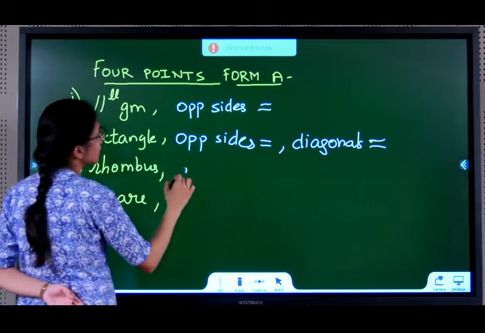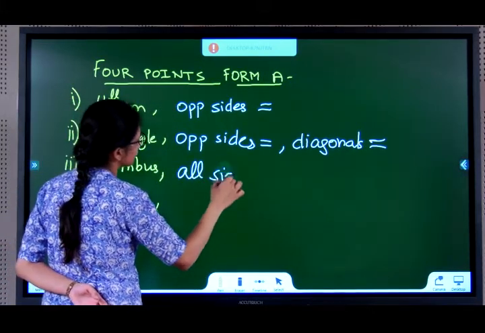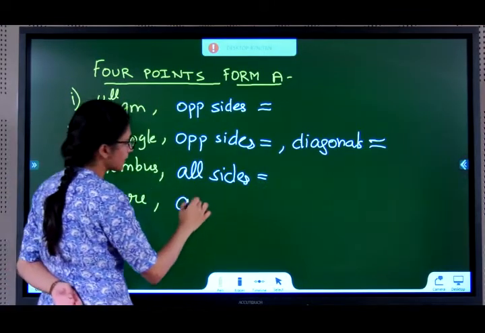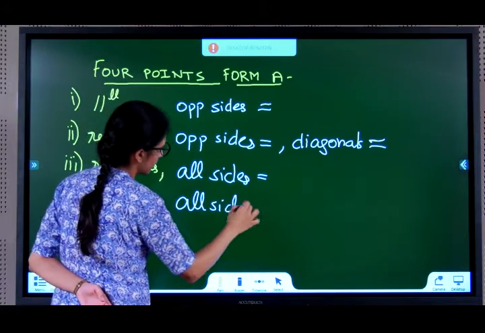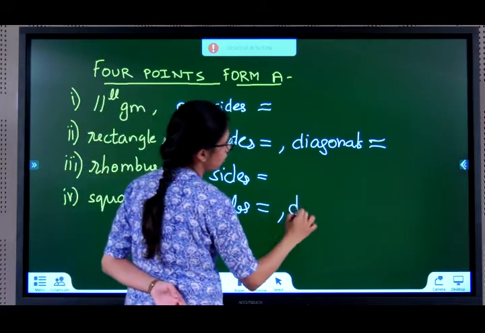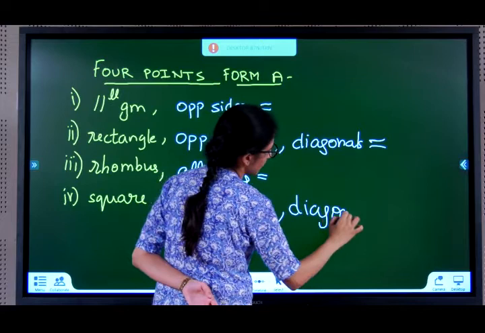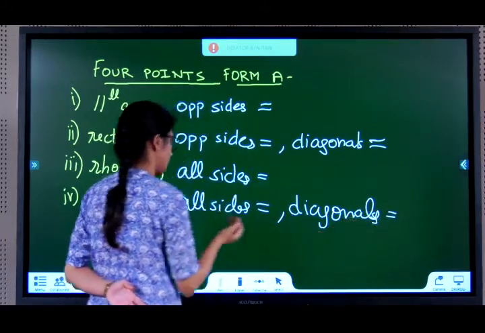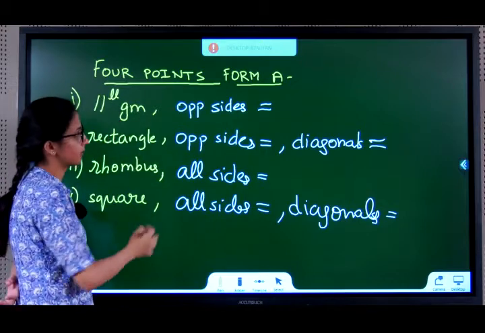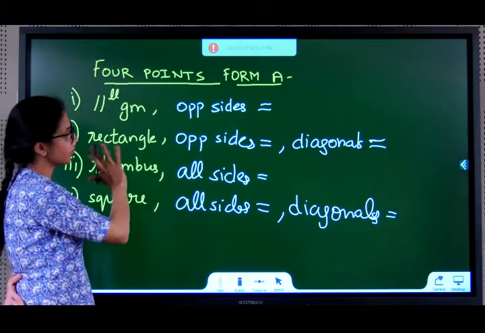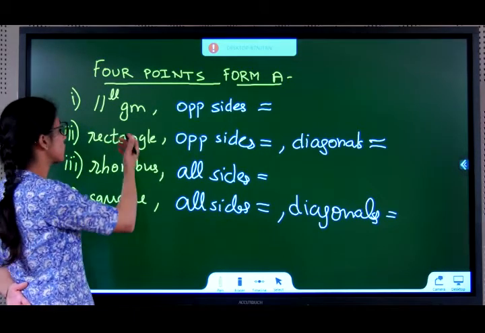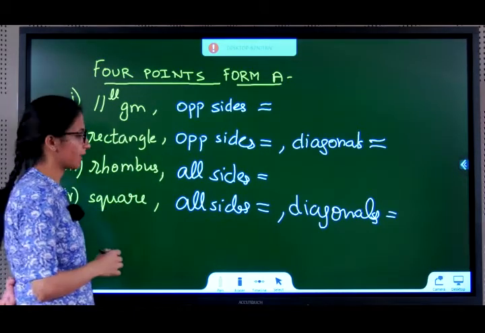Rhombus, all sides are equal. Square, all sides are equal and also diagonals are equal. So when you are checking whether it's a square, what should you check? You have to check if all sides are equal and diagonals are equal. So you have to remember this in coordinate geometry. This is sufficient information to check whether the given quadrilateral is a parallelogram, rectangle, rhombus or square.